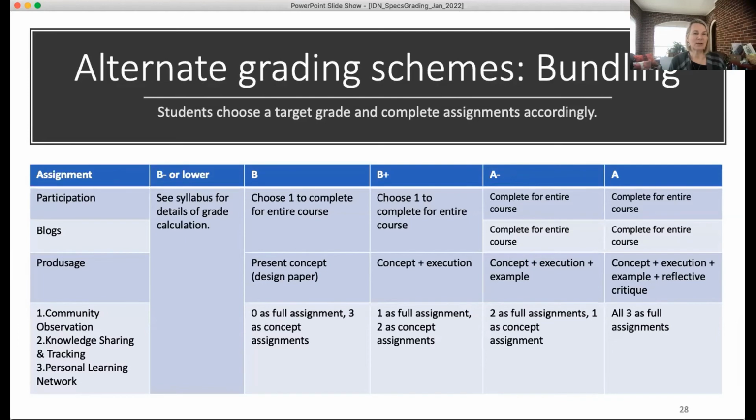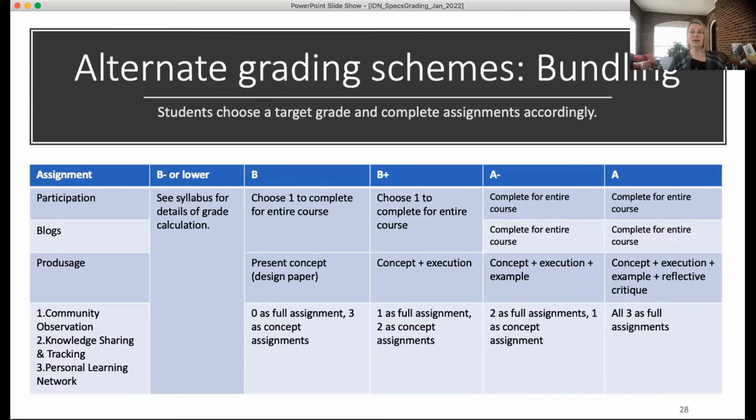The producage item on there, that's actually the final project for the course, and it could be done in levels. So there's a B level, a B+ level, which is adding something additional onto it, add something else for an A-, and you're getting increasingly complex in the way that you're addressing the learning objectives all the way to the end of the A, which adds a reflective critique where they go back over everything that they have designed and think about how they would do it better if they could do it again.